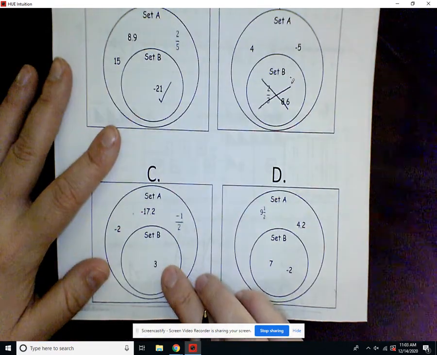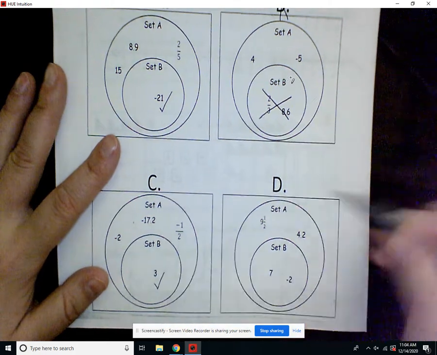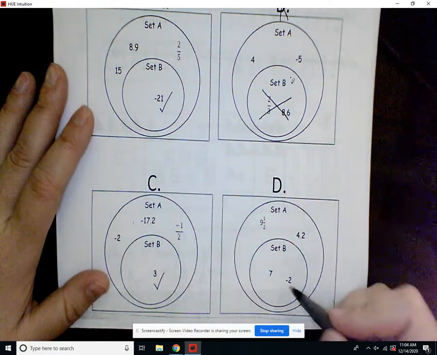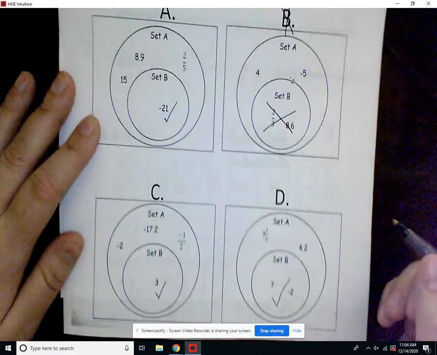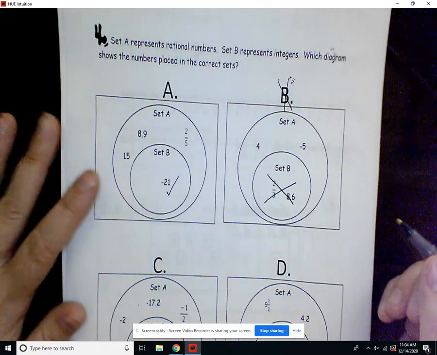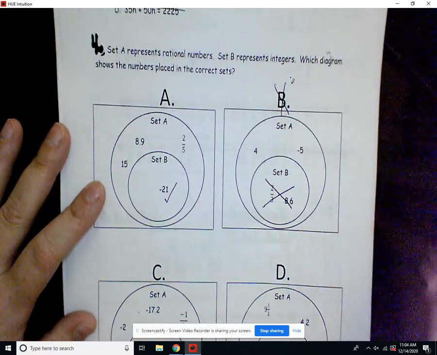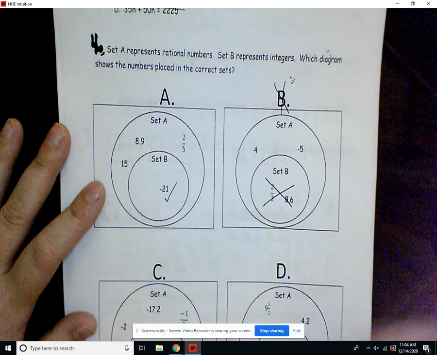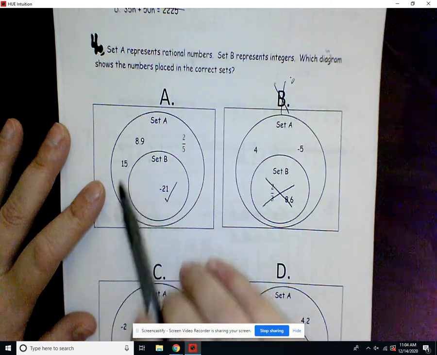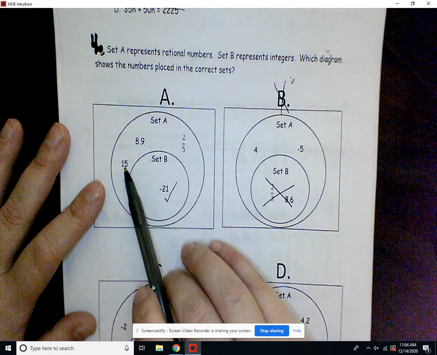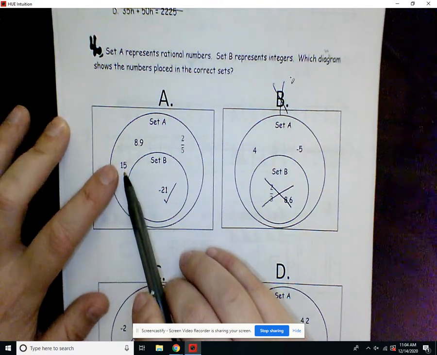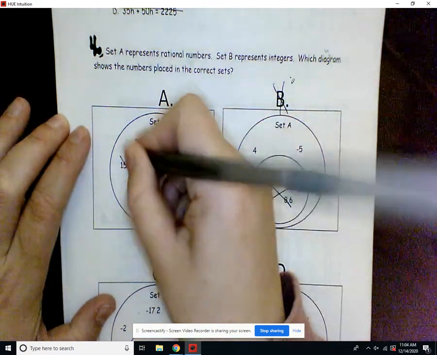Number 4, C is an integer, and D, both of these are also integers. Okay, so now we're going to go back and look at set A. Set A can only be rational numbers. Rationals are fractions and decimals. So 15 is a rational, but it doesn't belong there first. So this one is wrong.